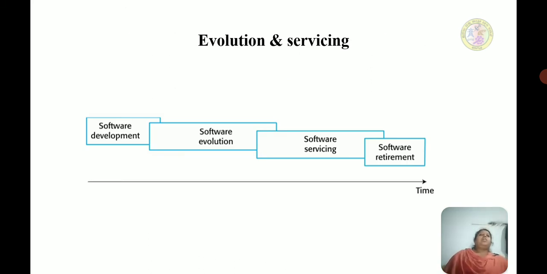Next is how the evolution and servicing can be done. As in software engineering, in the waterfall model, after the requirements it has to be developed, and after testing it has to be enhanced. In the same way, after developing the software, during software evolution, the software has to be changed and upgraded. After that, we have to make the software go into servicing, and after servicing, if it is reused, fine; if it is not useful any further, then the software has to be retired.